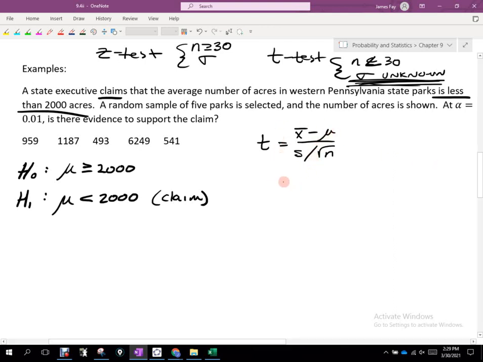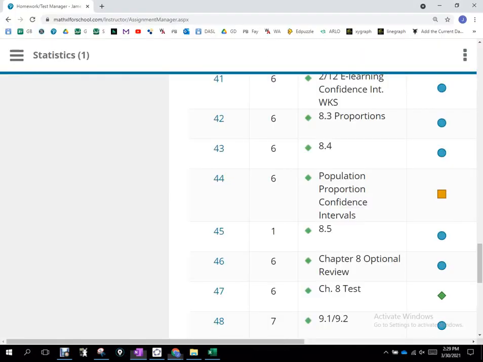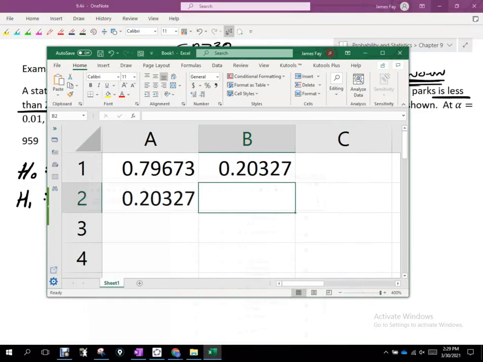So when I find this x bar, do I know x bar from the situation? No. So what do we have to do here? Find it. We have to process all this data.